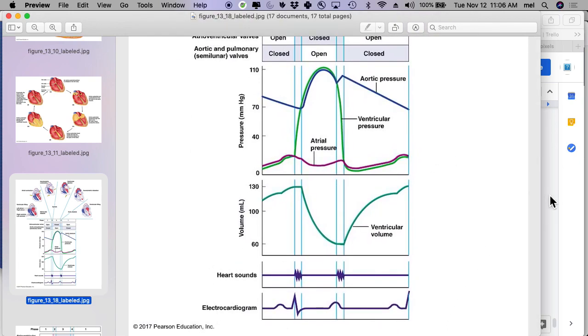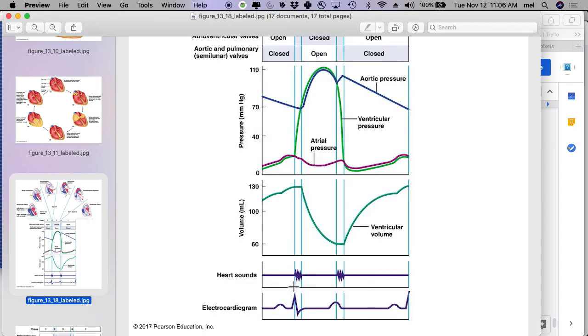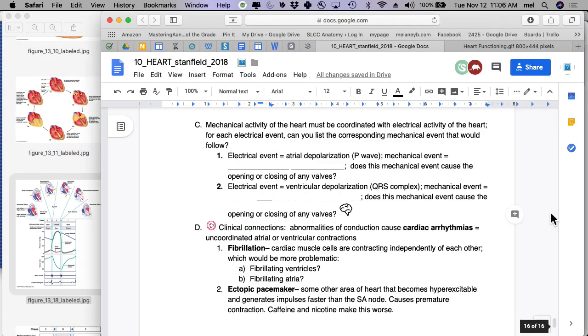So let's put together what would be happening on an ECG with what's happening with the mechanical activity of the heart. The mechanical activity of the heart must be coordinated with the electrical activity of the heart. So for each electrical event, can you tell me the corresponding mechanical event? If the electrical event is atrial depolarization, represented by the P wave, what is the mechanical event that is caused by that? Atrial contraction, yes. And it would be occurring during which phase? End of ventricular filling. Does that make sense?